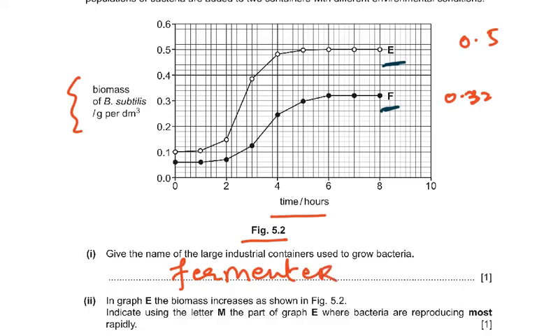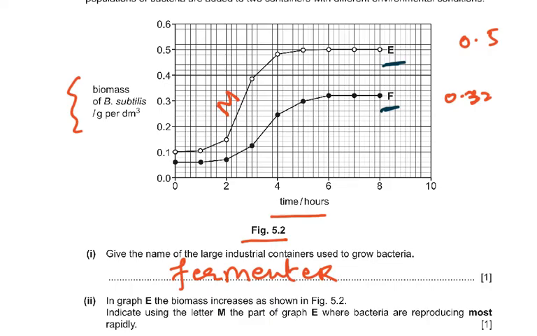Now it says in graph E, the biomass increases as shown in figure 5.2. Indicate using the letter M the part of the graph E where bacteria are reproducing most rapidly. So it's here, because you see a very sharp increase. You see the graph increasing very sharply.